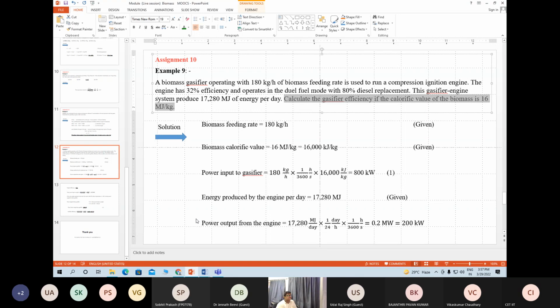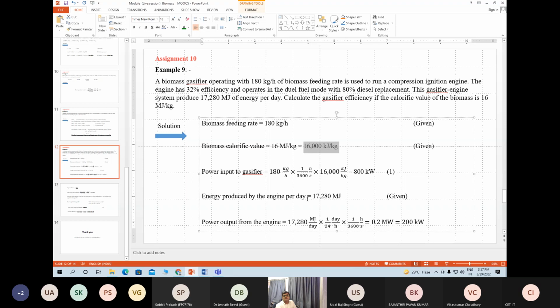Now, the feeding rate is given as 180 kilogram per hour. That is the biomass feeding rate to the gasifier. Once you know the feeding rate, we also know the biomass calorific value, which is given as 16 megajoule per kilogram. It's not kilojoule, but megajoule per kilogram, right? So you have converted this into kilojoule per kilogram just to keep the units consistent.